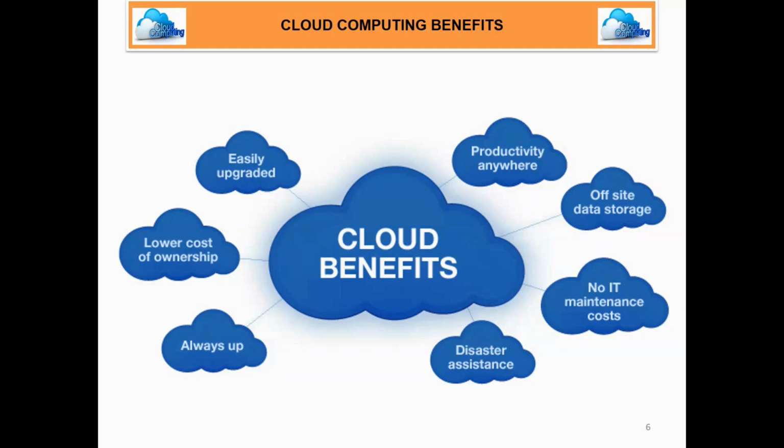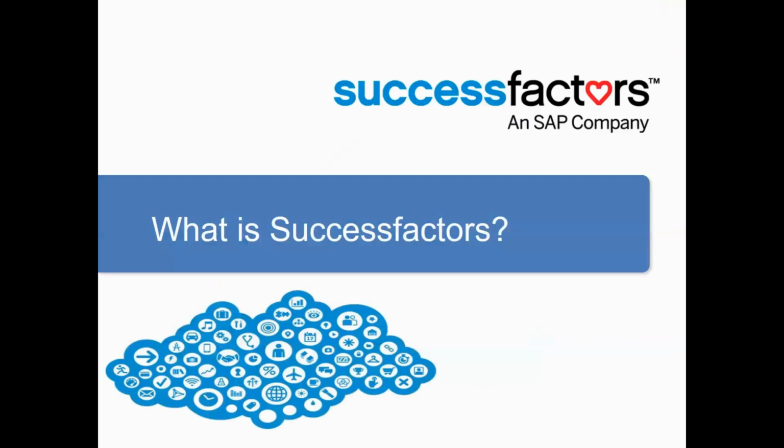Similarly, cloud computing applications also need some kind of upgrades. When it comes to SuccessFactors, SuccessFactors upgrades the product twice in a year, or once in 6 months. We call it 1H and 2H, first half of the year and second half of the year. Okay, so these are the advantages of having a cloud computing application.